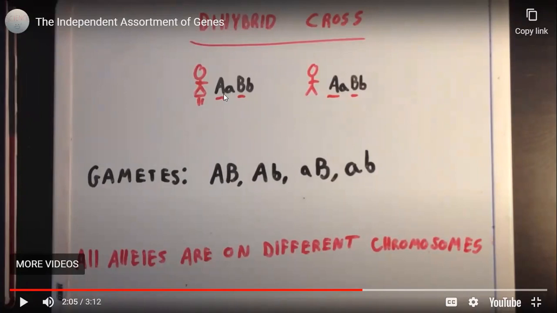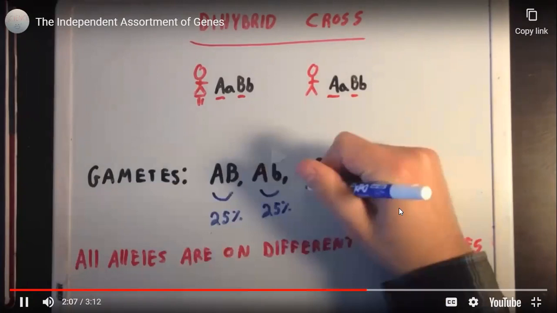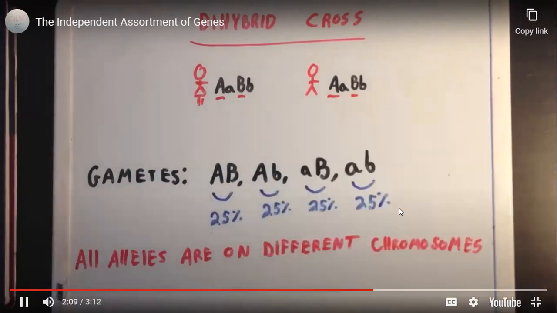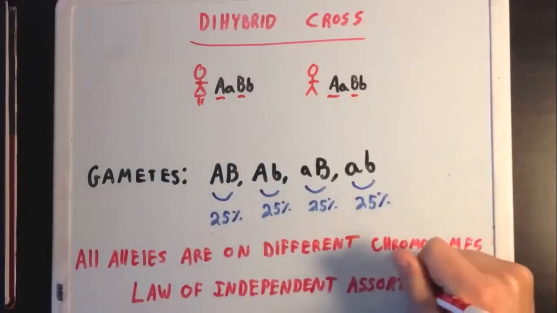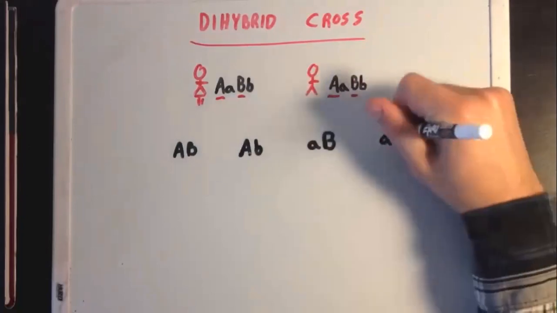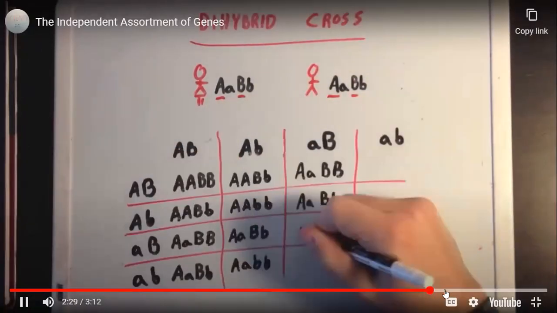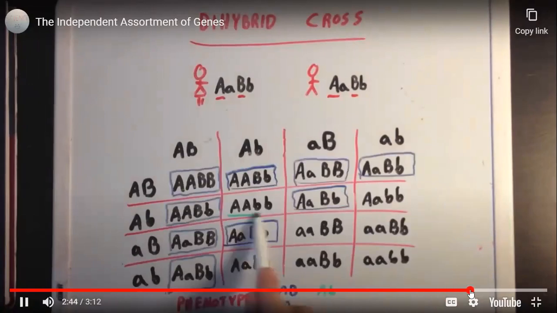That's why we pair them. As we said, this with this, then this with this again, to make all the possible combinations. These four gametes will form in equal proportions. This is called the law of independent assortment, which is a big buzz term when discussing genetics. Now, the Punnett square for this dihybrid cross is a little more complex than the last types we saw.